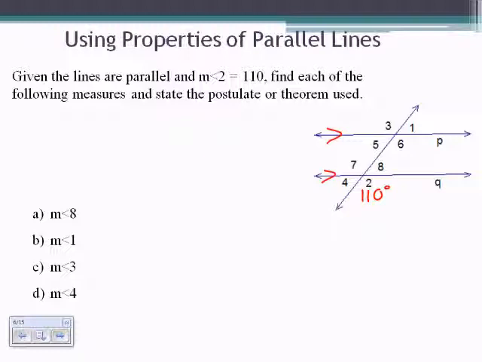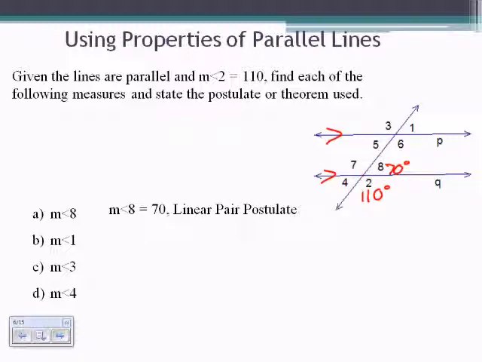I have a relationship looking at 8 and 2, between 8 and 2 here. Okay, this would be a linear pair. I know that linear pairs add up to 180 degrees, so therefore I know that the measure of angle 8 is 70 degrees. Okay, and again, linear pair postulate would be the reason because we have a linear pair set up there. Okay, going through.